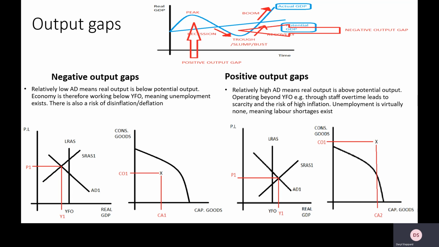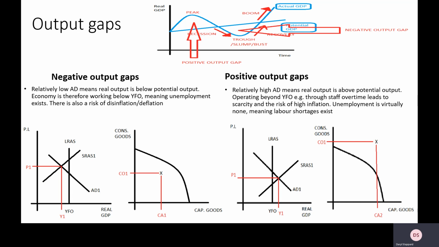The output at P1Y1 is below the potential output. Positive output gap is the opposite. Look at the PPF diagram first of all. We're actually working at an unattainable output point. Now we do this by encouraging staff to work overtime, paying them higher rates of pay to work additional hours. So the idea is here we're working resources beyond their capacity. And that's the only way that firms can deal with labour shortages and high employment. So people are working beyond their capacity. That mass scarcity will create high inflation in the economy.